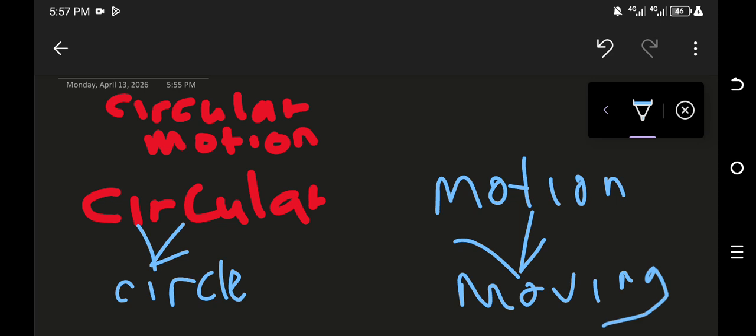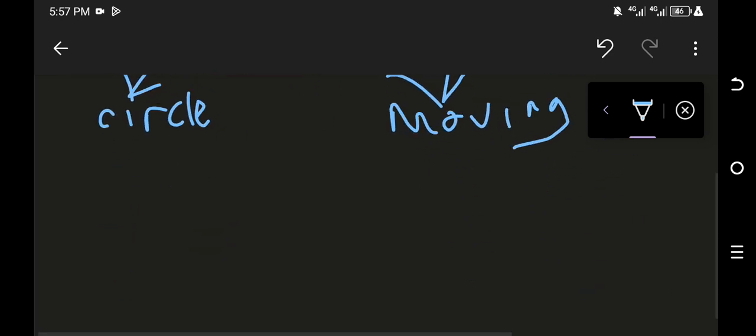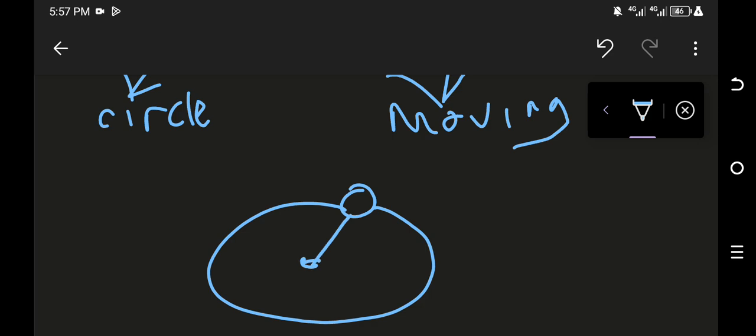So circular motion is just when an object, you have an object here, moves in a circle at a fixed point. Okay, so this is what we call circular motion. When an object moves in a circle at a fixed point, that's what we call circular motion.